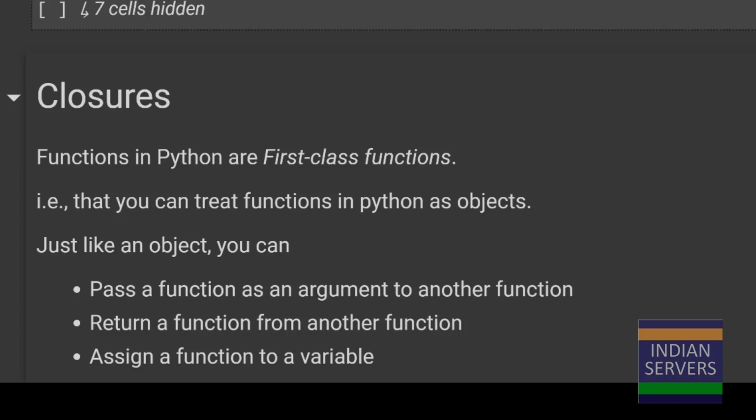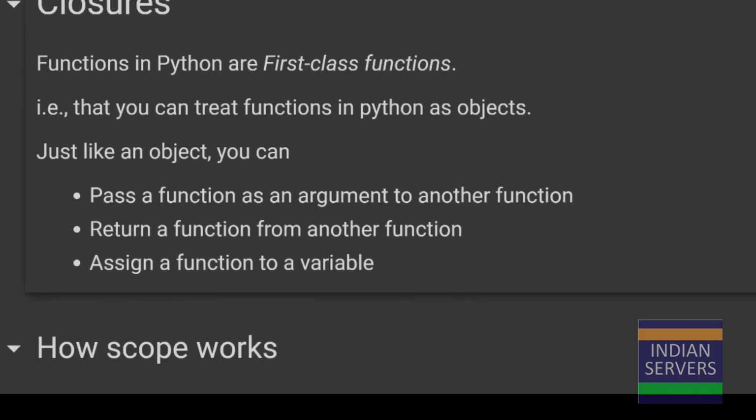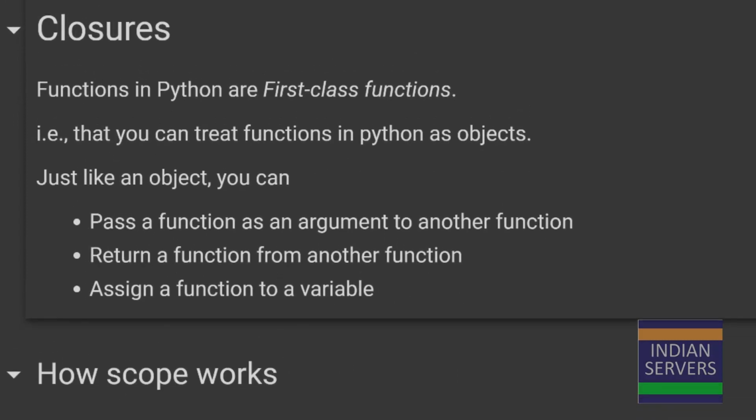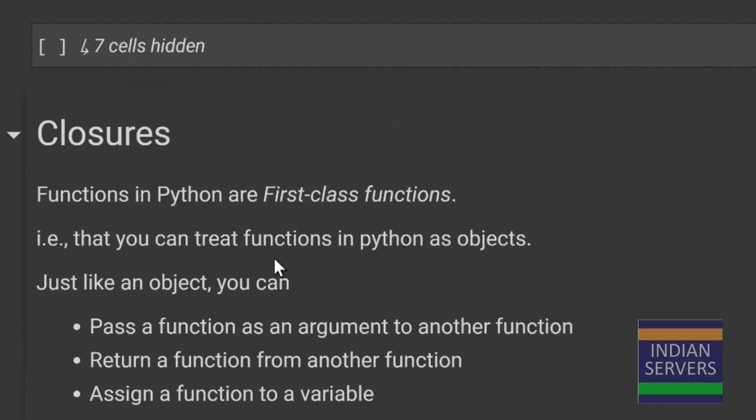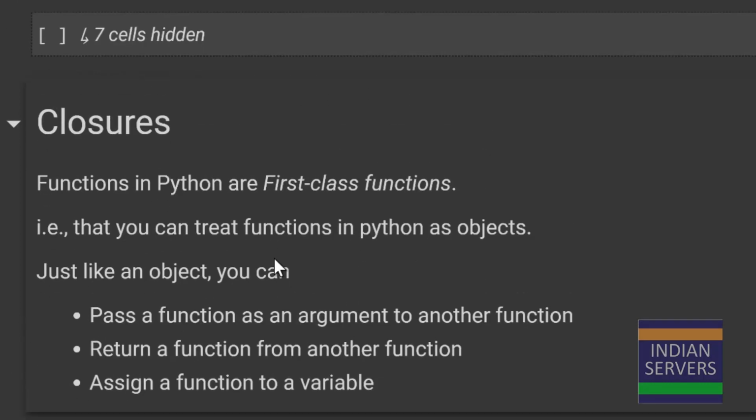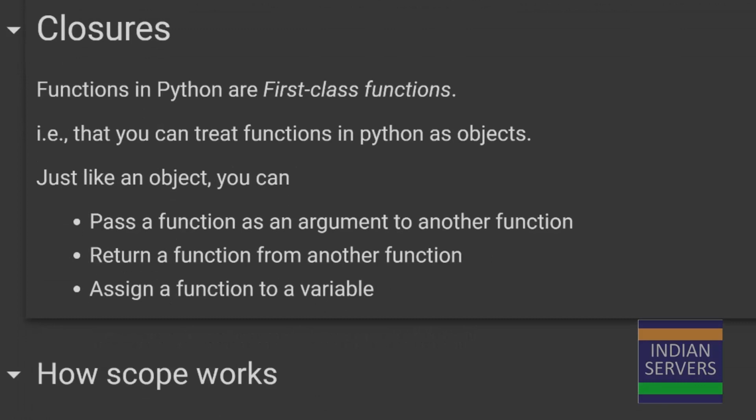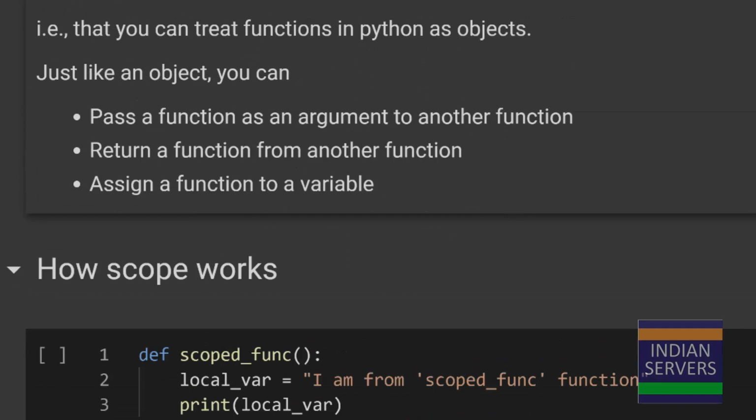You can treat any function in Python just like an object, which means that you can pass a function as an argument to another function, or you can return a function from another function. So in the return statement, you can return another function as a return value, or you can assign a function to any variable. All of these operations we can perform on any object in Python. Similarly, you can perform all these operations on any function as well, as if it was any other object. That is what I mean by first class functions.